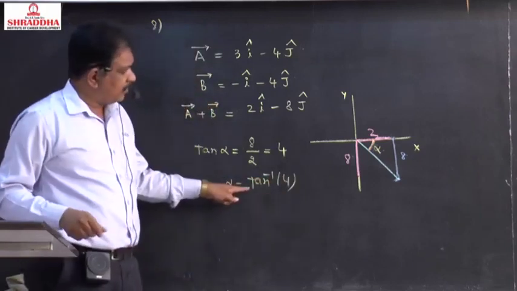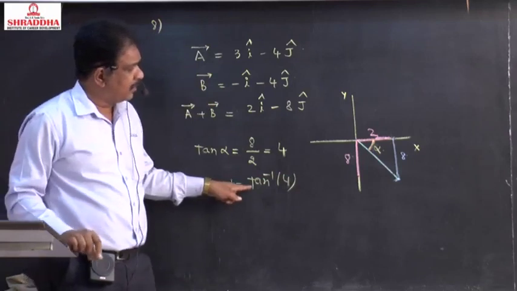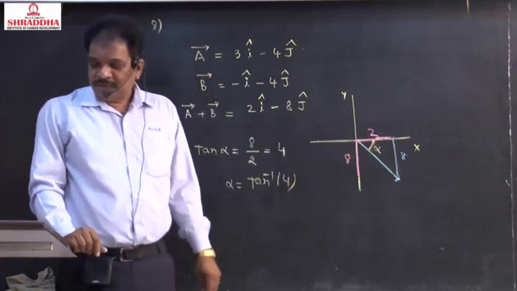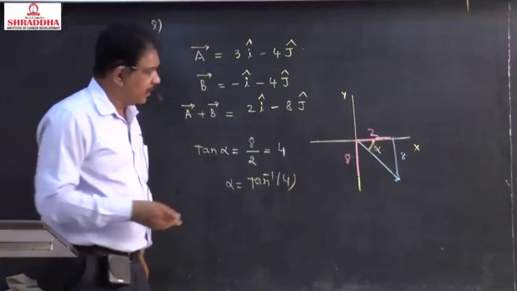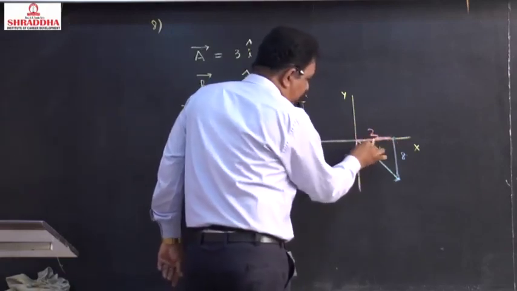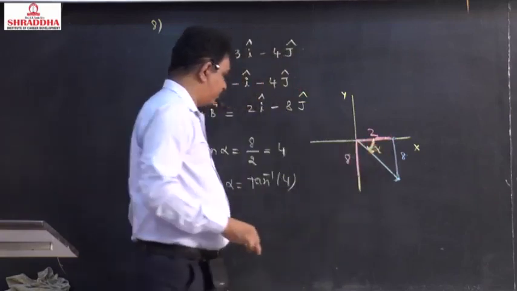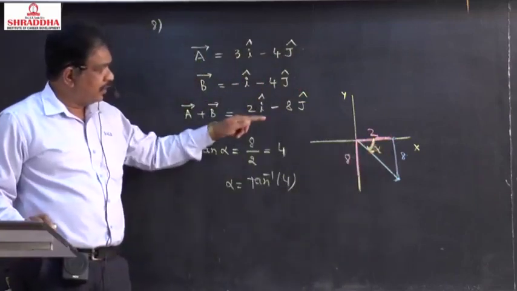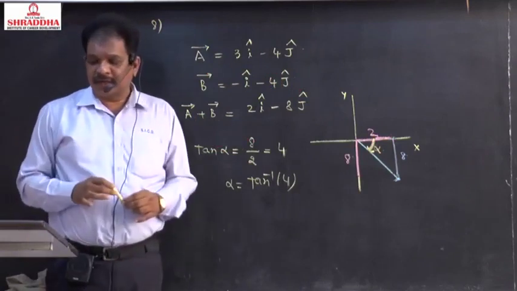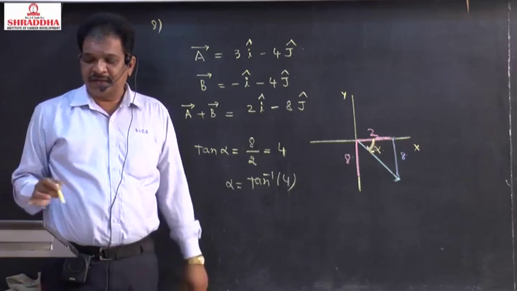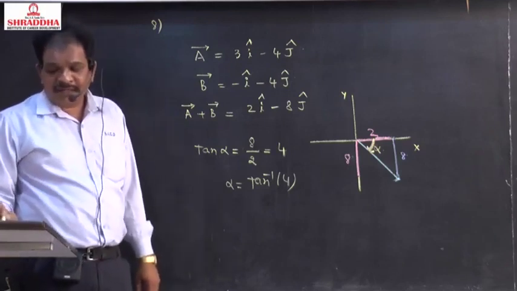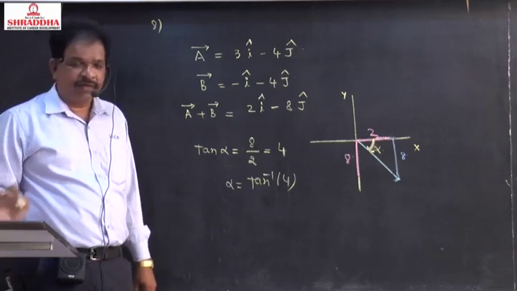With what is that vector making this angle? With the positive x-axis. Okay. So from the positive x-axis, if we move an angle of tan inverse 4 in the clockwise direction, we will reach that vector. So what is the answer there? Tan inverse 4 with the positive x-axis in clockwise.